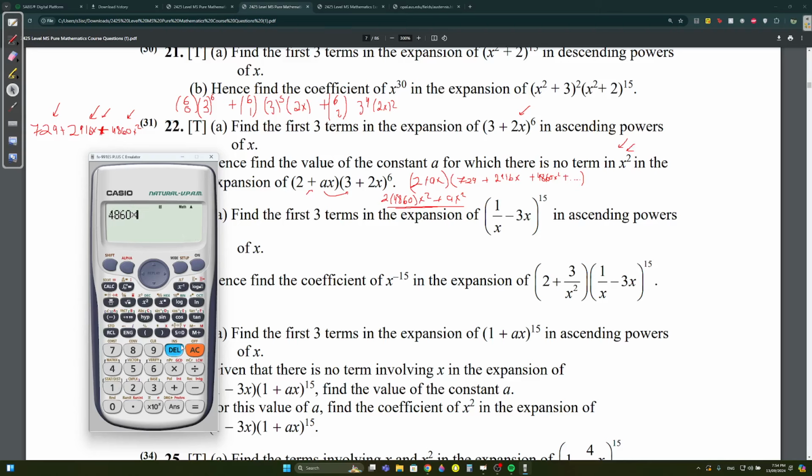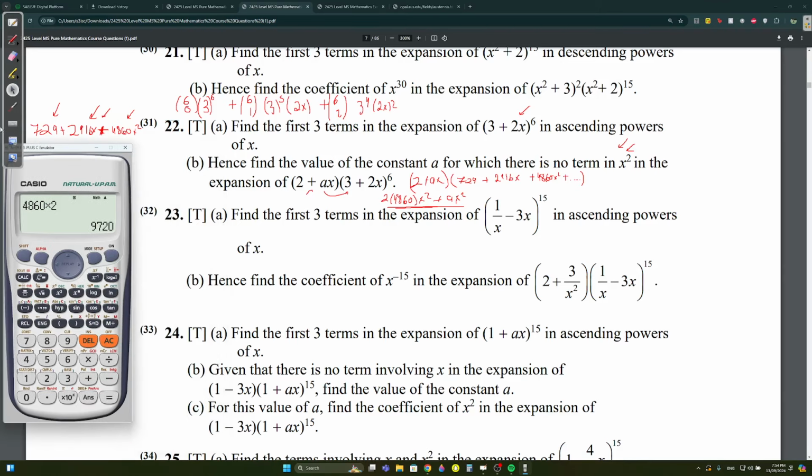It should be 9 something, right? 9720. Okay, so 9720 x squared plus a x squared. If you want to combine these two, it's going to be 9720 plus a, right? And we know that when we combine them, we get no term. Meaning, when you combine them, the coefficient of x squared will be 0. So when you combine these two, you're going to get 0.